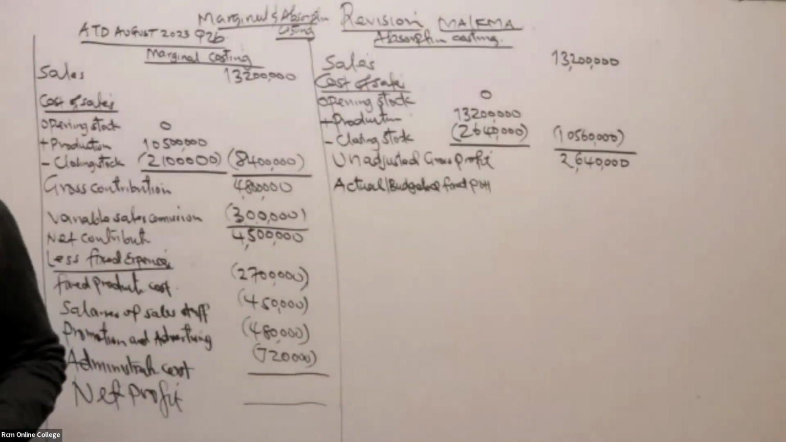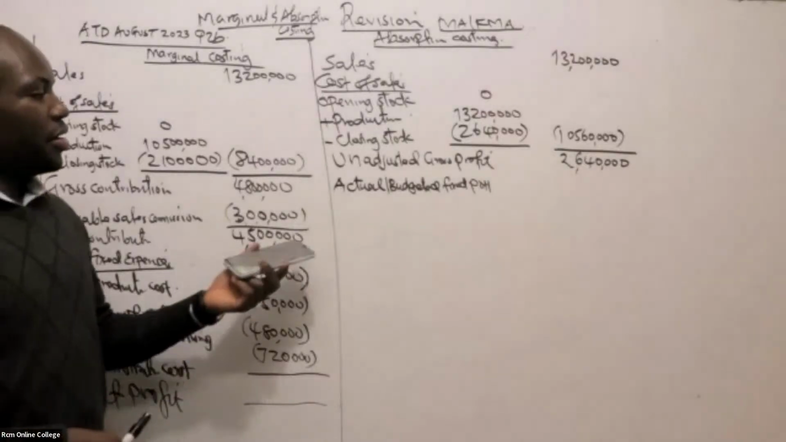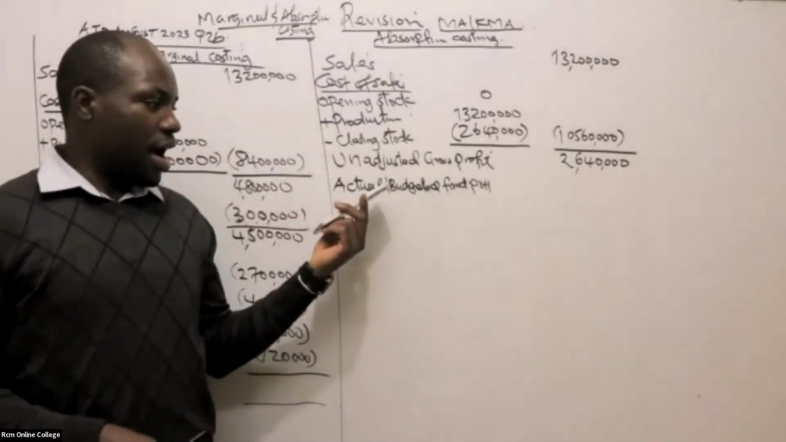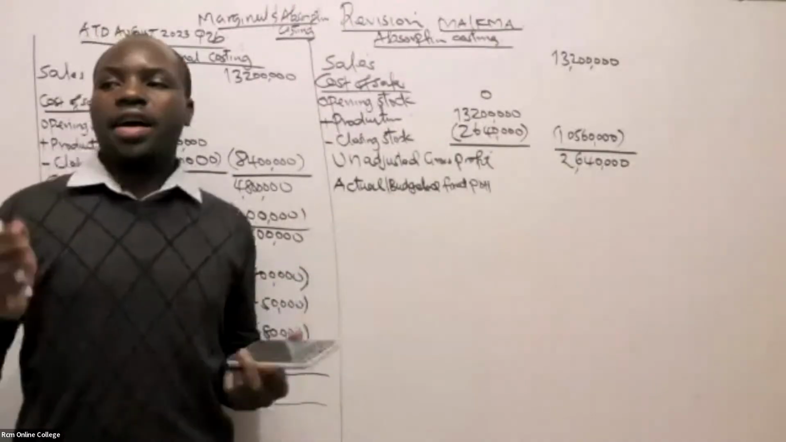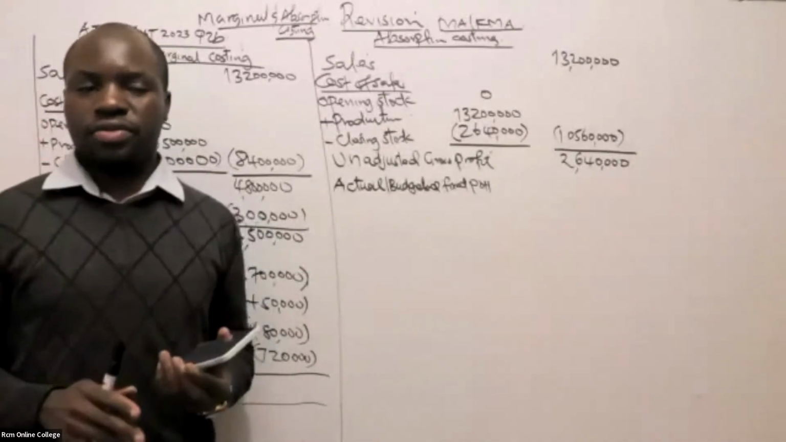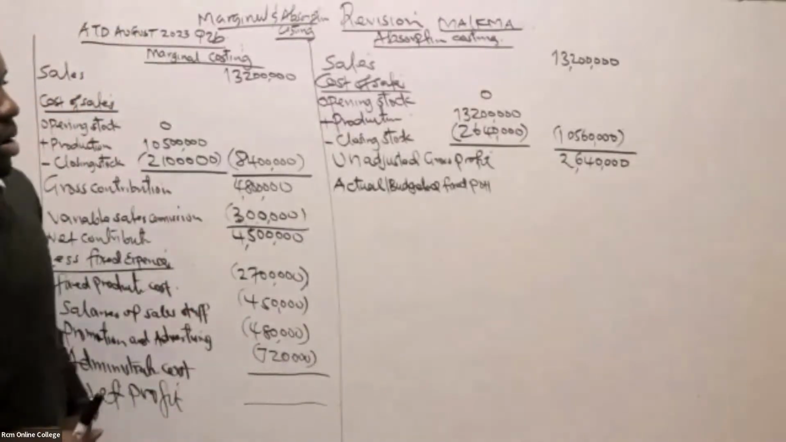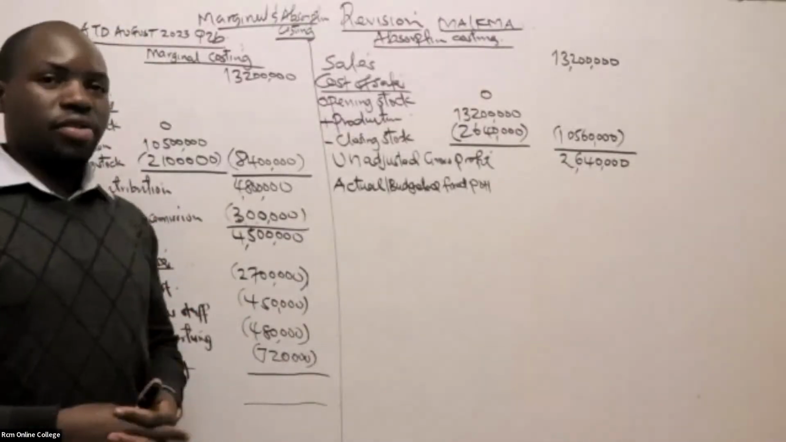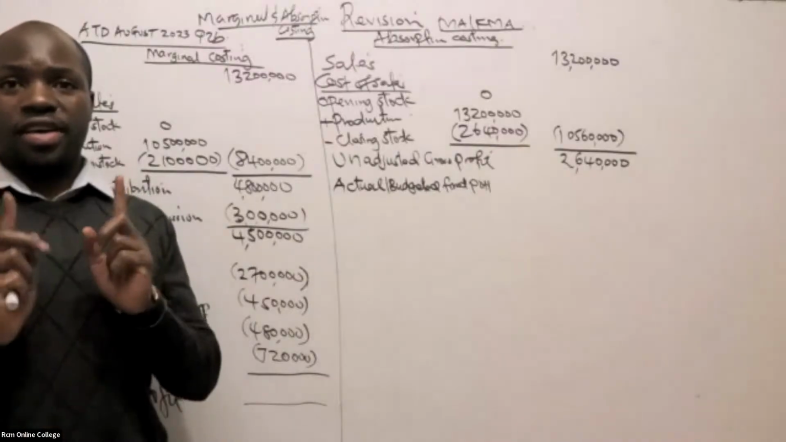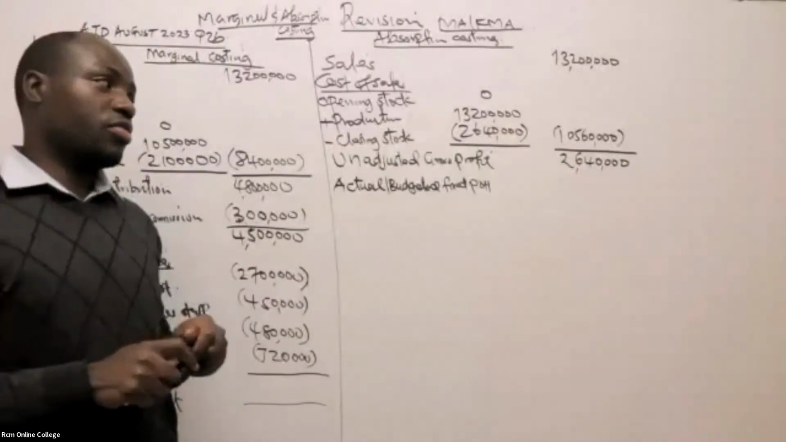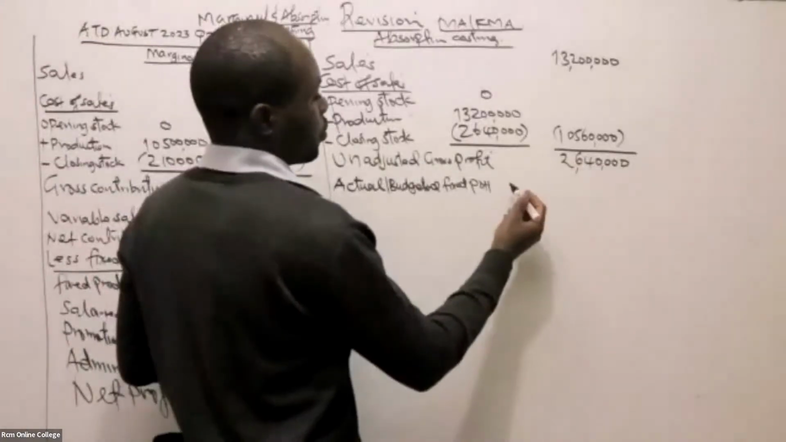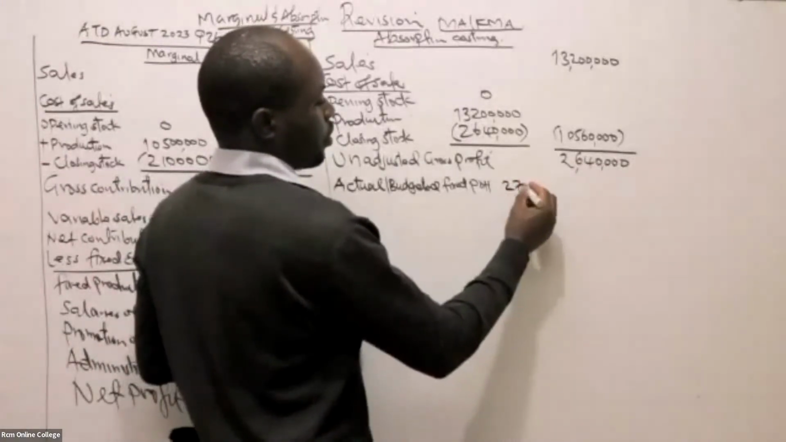Good, sorry for that. So if I don't have actual, that's when I will go for budgeted. But if I have the two, I simply go for actual. The actual or budgeted fixed production overheads, do we have that in our question? We don't have actual. So what is given there is the budgeted, and that's what we now take in place of actual fixed production overheads.